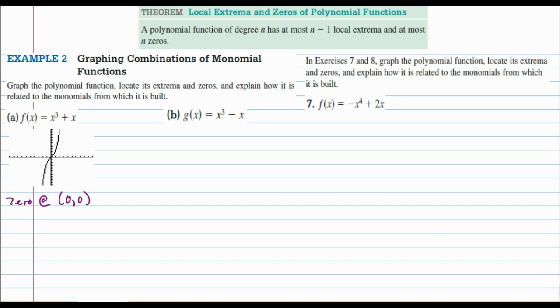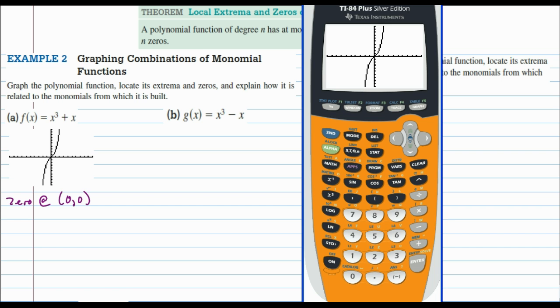Well, I need to look at those monomials individually. So in y2, I put the first monomial, x cubed. Now let's see what those graphs look like together. Very close to the same, especially on the outside. See how it gets dark? They get very close to each other on the outside.